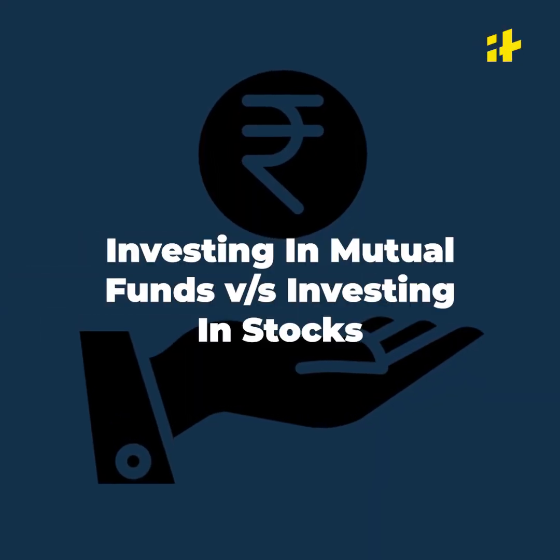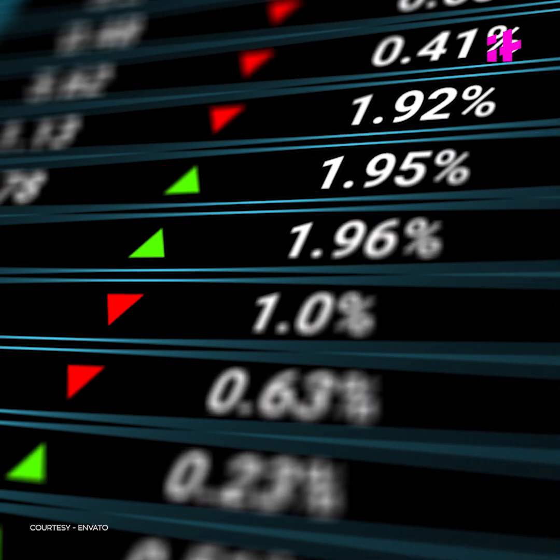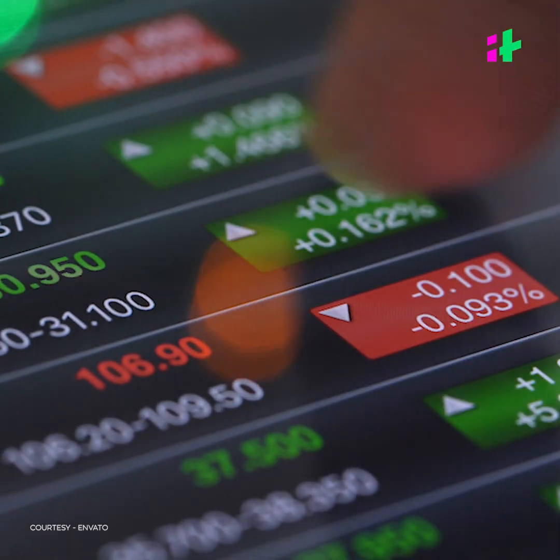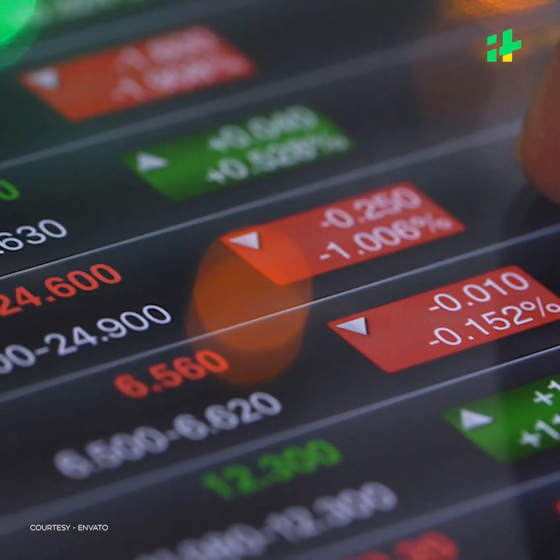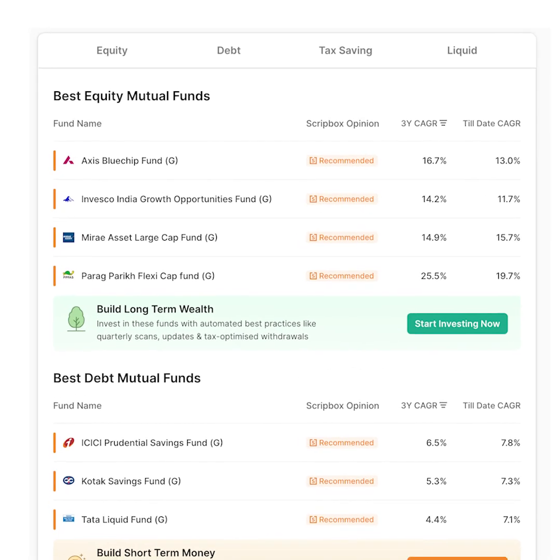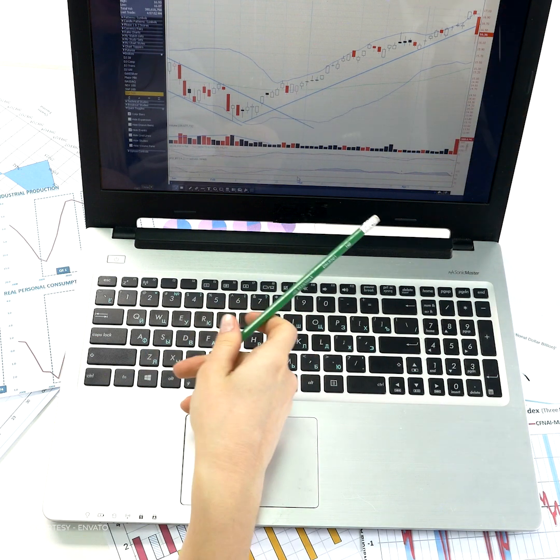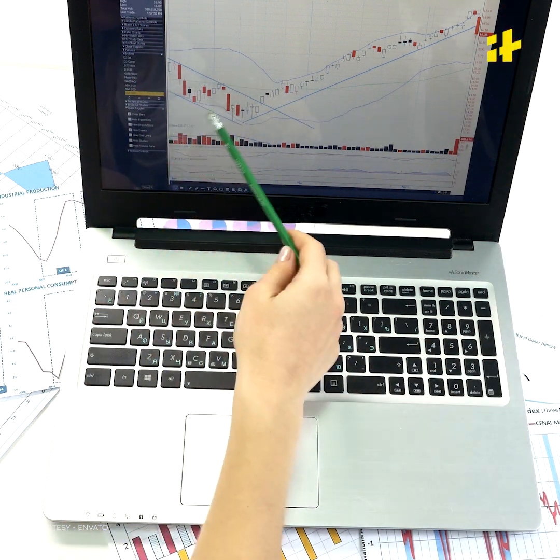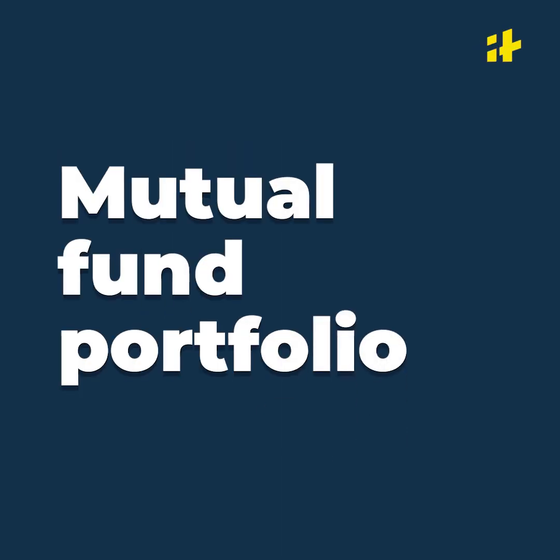Investing in mutual funds versus investing in stocks. Investing directly into a stock of a company is a completely different ball game when compared to investing in a mutual fund. As stocks involve direct purchase of shares of the listed companies, this direct route involves much higher risk. On the other hand, investing in a mutual fund implies that you buy a unit of that mutual fund, and it's the fund manager who takes a decision on your behalf regarding which securities to invest your money in, like bonds, stocks, T-bills, etc., and forms the mutual fund portfolio. This makes the risk in mutual funds lower.